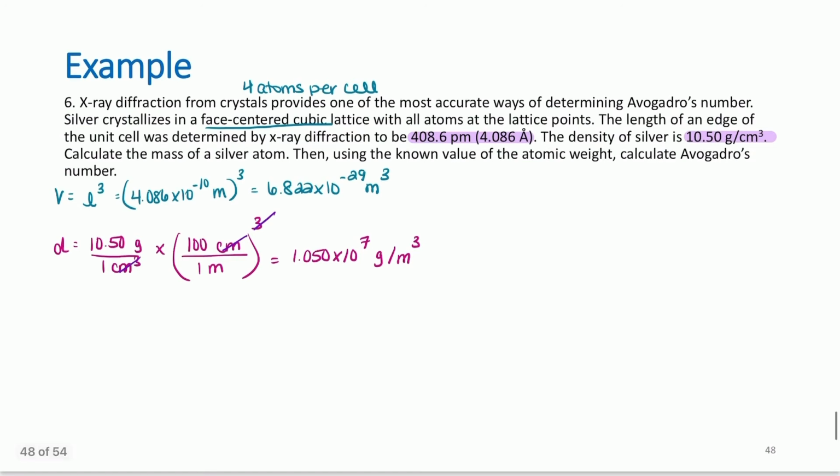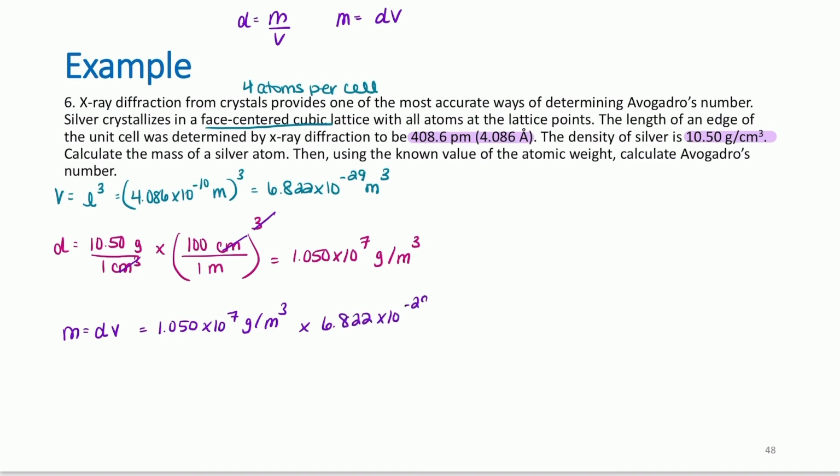I know mass is equal to density times volume, because again, remember density, mass over volume. So if I want to solve for mass, I'm going to get density times volume. 1.050 times 10 to the 7th grams per meter cubed times the volume, 6.822 times 10 to the minus 29th meter cubed. Cancels out my meters cubed, gets me grams. This shows me 7.163 times 10 to the minus 22nd grams.